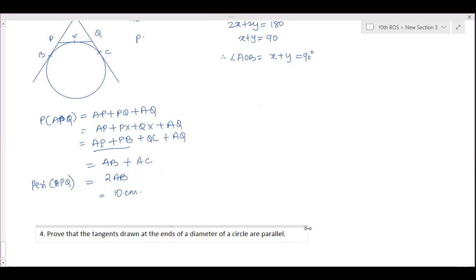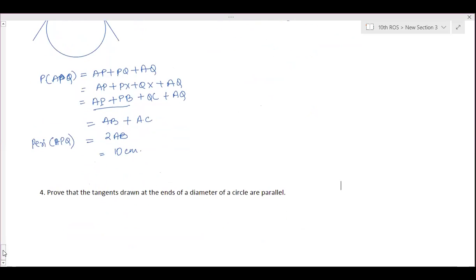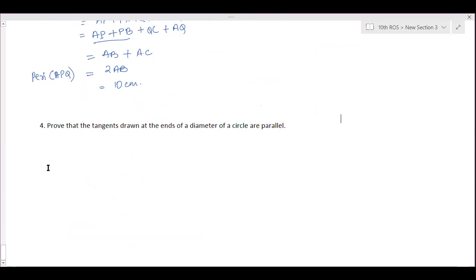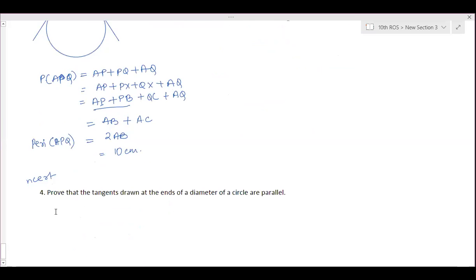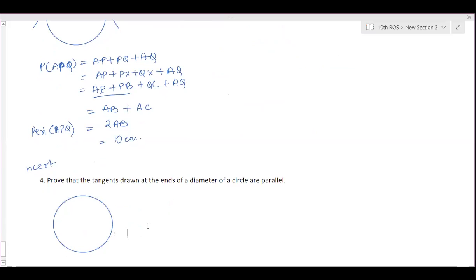NCERT fourth question. Prove that the tangents drawn at the ends of the diameter of the circle are parallel. Tangents drawn at the end of diameter. Ma'am, where's this question from? NCERT. Yesterday we have done till third. Tangent drawn at the end of diameter.